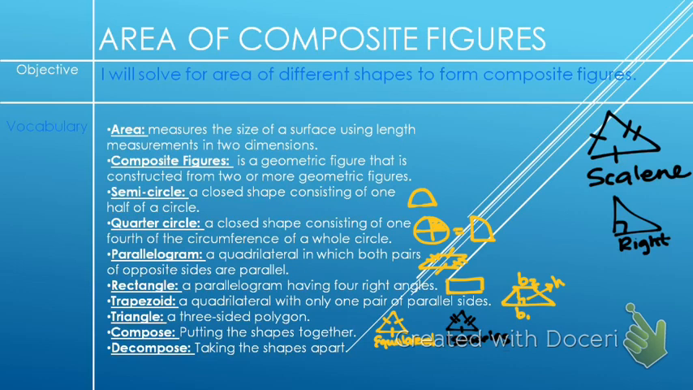Okay, I drew how the shapes look on the side just in case you need a refresher. On the trapezoid, you have two bases, base 1 and base 2, and then the dotted line in the middle is your height. With the triangles, you need to know the different triangles. We have the equilateral, where all sides are equal. Isosceles, where two sides are equal. Scalene, no sides are equal. And then your right triangle with the 90 degrees.